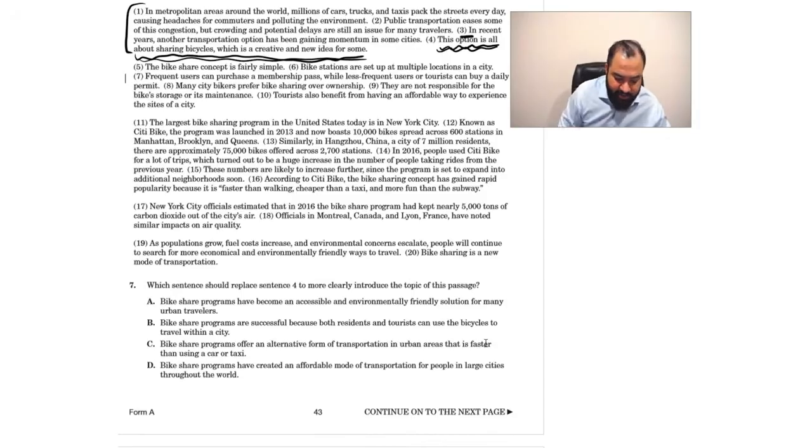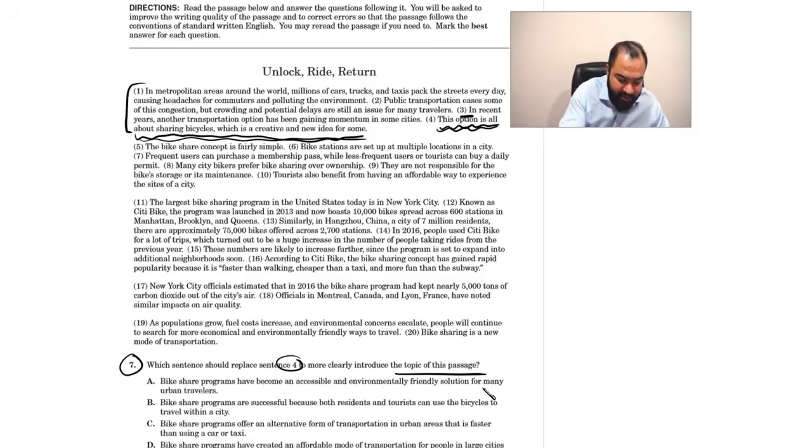So as you can see, the first question here is about which sentence should replace sentence 4 to introduce the topic sentence of this passage. What we're understanding is that the person is trying to say there are a lot of problems with traffic, and there is this new type of transportation gaining momentum, meaning growing in popularity, and that should be bicycle, right? Sharing bicycles. So let's look at the options.